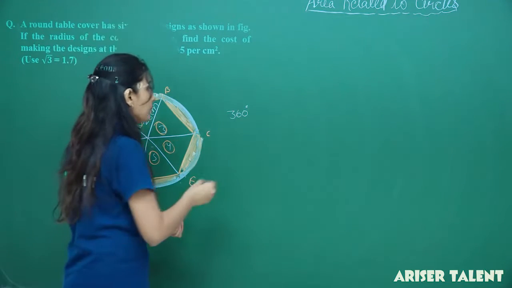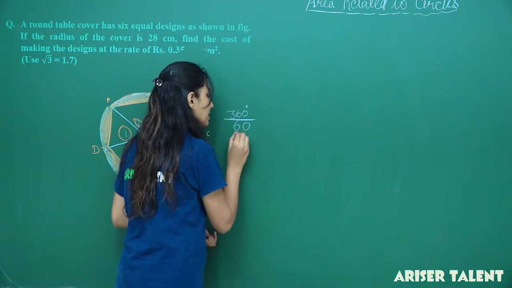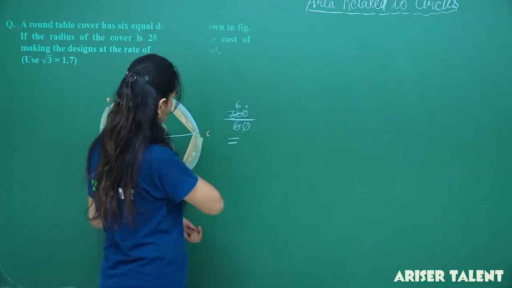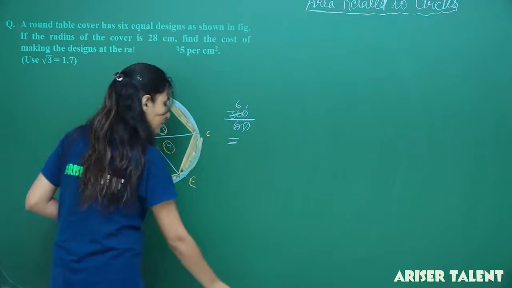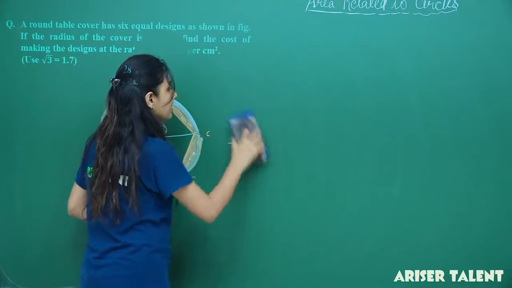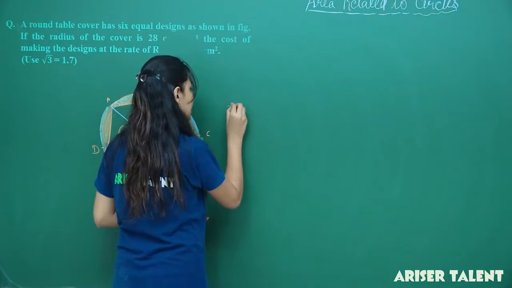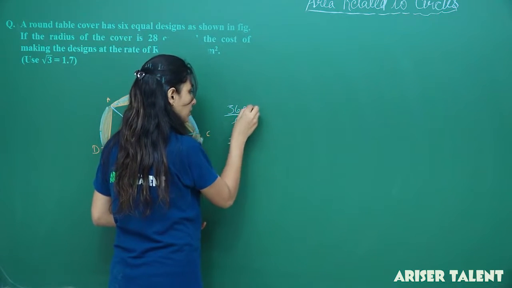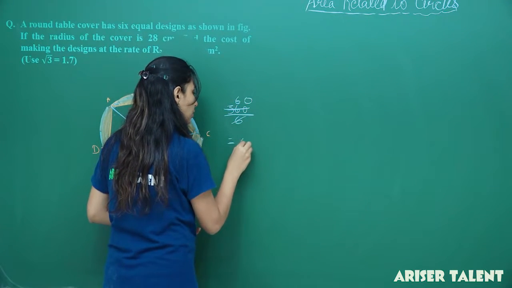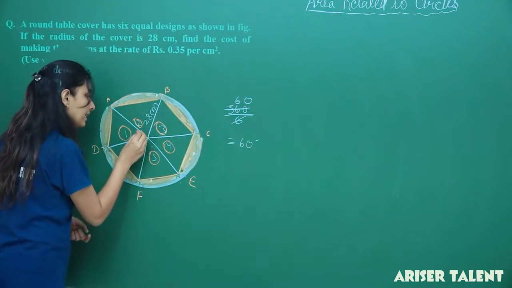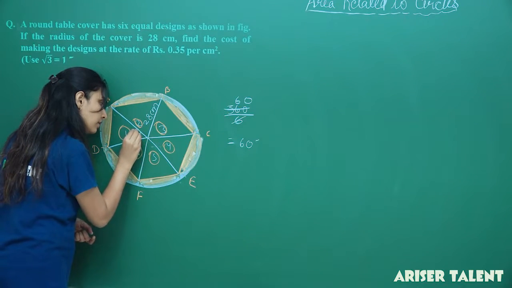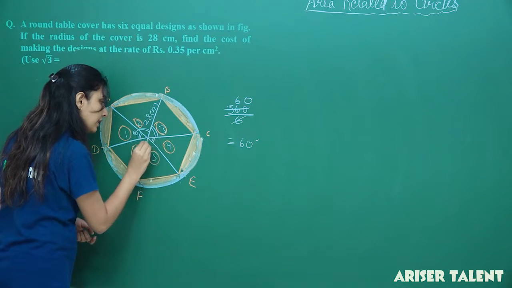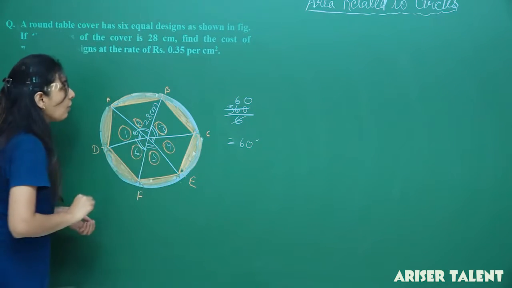So what will be the angle for each? The angle for each will be 360 by 6, okay, 360 degree in 6 equal parts, and that will be giving you 60 degree. So can I say students that each angle equals 60 degree and these all angles are equal to 60 degree.